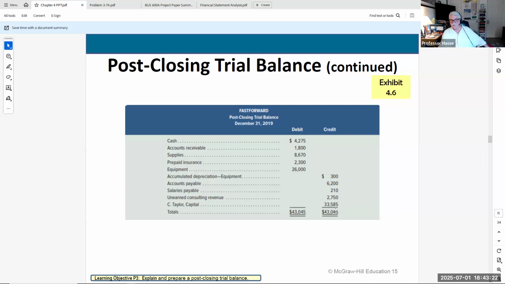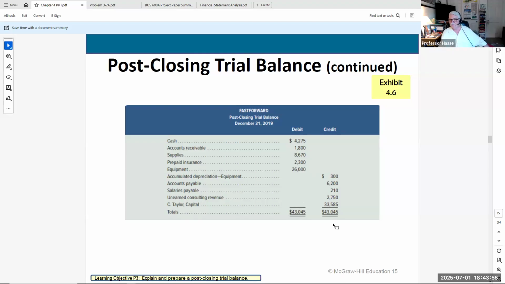$33,585. In that one number is accumulated all the temporary accounts, revenues, expenses, and withdrawals. Notice all the cash, receivables, asset accounts, including accumulated depreciation, all the liabilities, the payables, the unearned are all the same as they were before. No changes. And golly Gomer, we did it right.